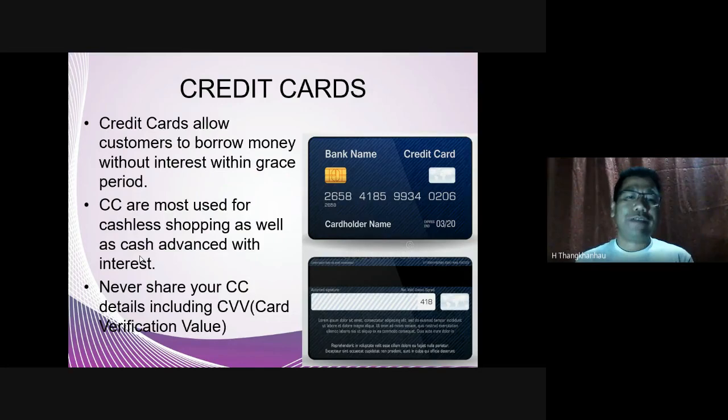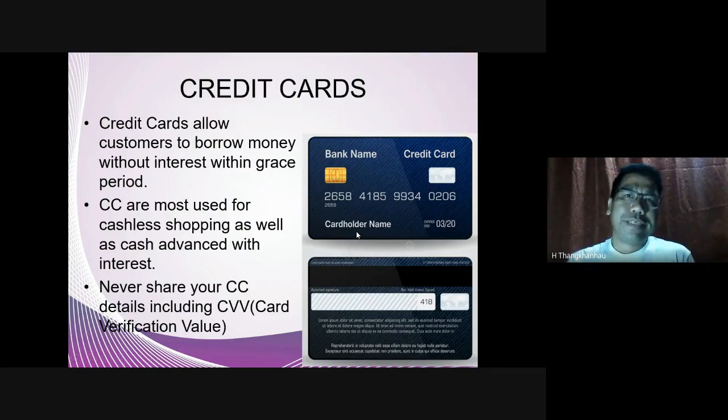So you should never share your credit card details, including this CVV, card verification value. Here the name of the bank will be there, the credit card name and the credit card number, the cardholder name and the expiry date. And on the back side, you'll see a 3-digit CVV. Okay, you are not supposed to share your credit card details at any cost.